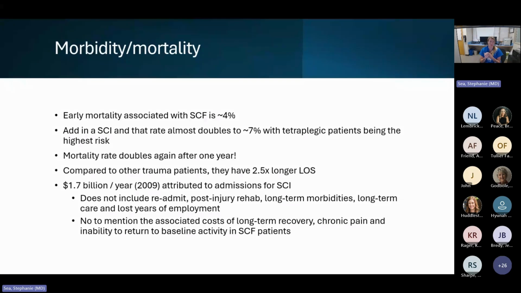And obviously their lost years of employment. Most times these people cannot return to their prior state of function and or living and employment. And so that really does create many more years of requiring assistance and aid. Not to mention the associated cost of long-term recovery, chronic pain, and inability to return to their baseline activities, even in spinal cord fracture patients. So again, I'm sure this number is much, much larger.